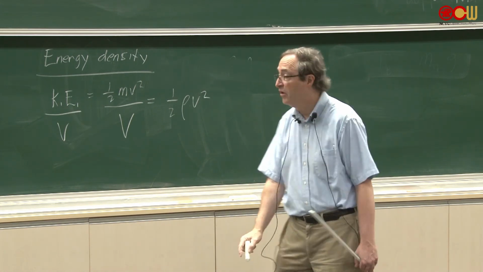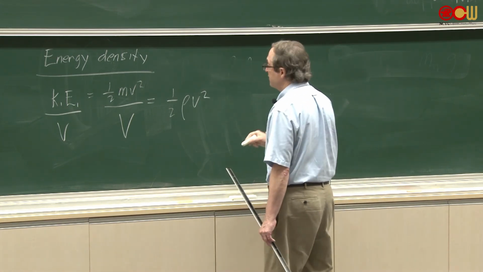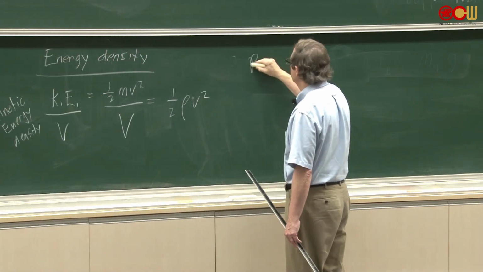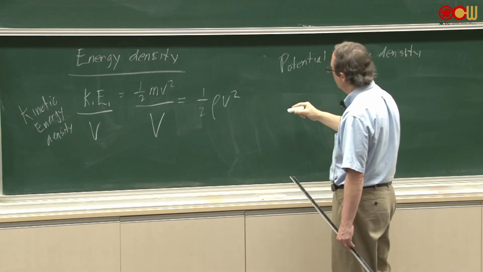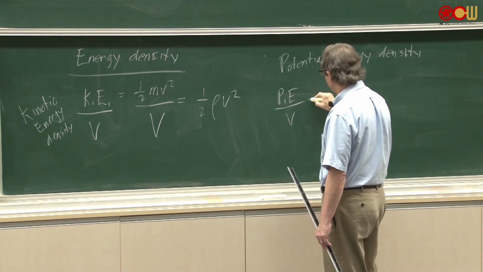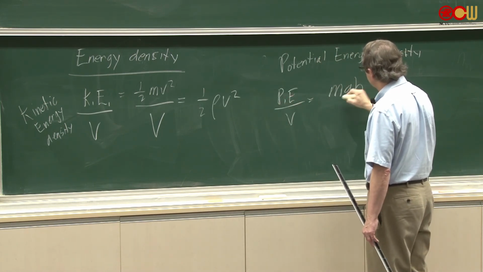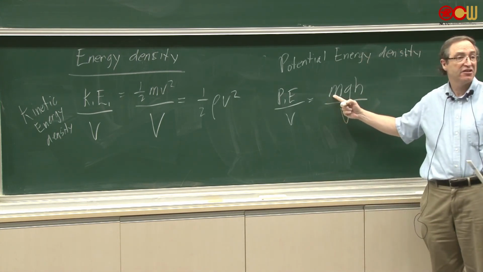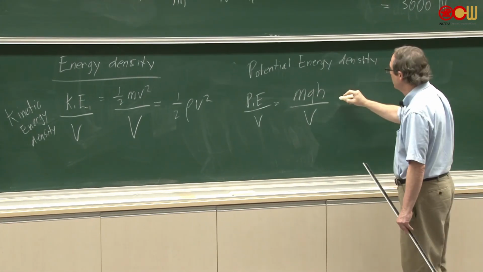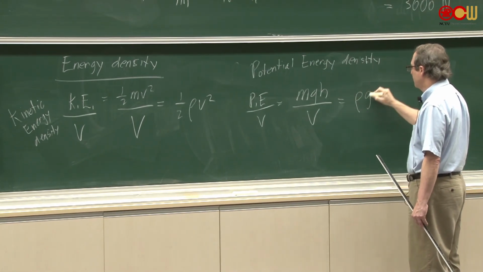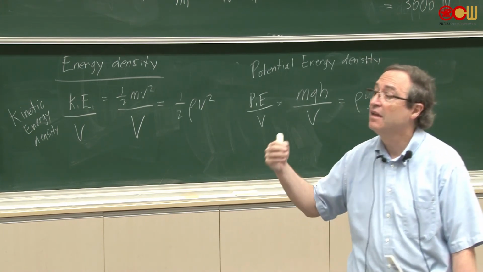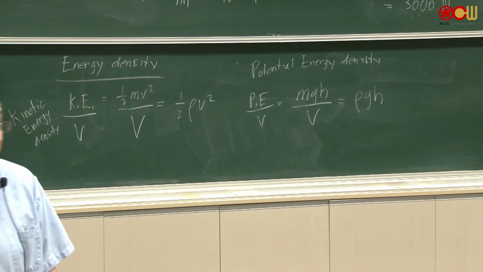Okay? We can also look at the potential energy density. So this is kinetic energy density, and we can look at potential energy. So how would you do that? This would be potential energy divided by volume. So it would be mgh divided by v. So this is the mass of some piece of water divided by the volume of that water. So that's just rho gh. All right, so now we have the kinetic energy, and we have the potential energy density.